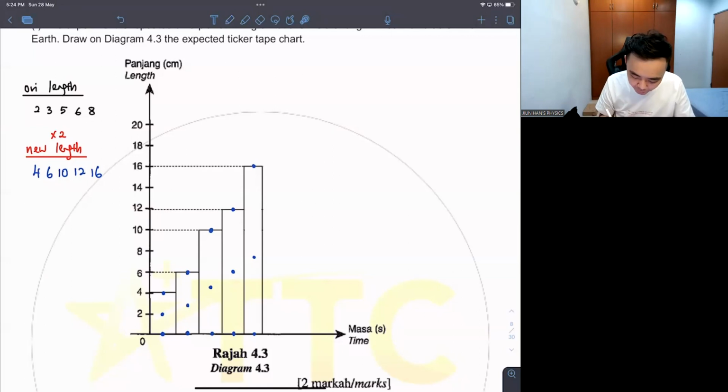Just times 2: 4, 6, 10. Yes, this dotted line is important, it is the guideline to show. So it's better to draw the dotted line to show that this one is 16 cm, this one 12 cm, this one 10 cm. It's better lah. Your teacher may minus marks if it is not there. Some teachers don't care, but I would tell you, you should. Okay?